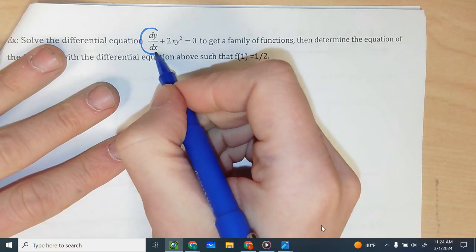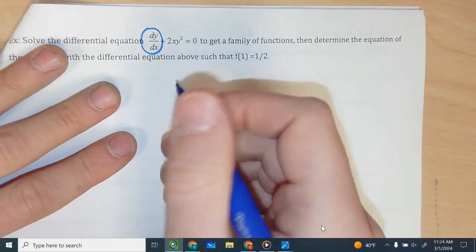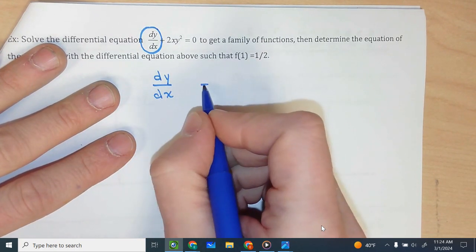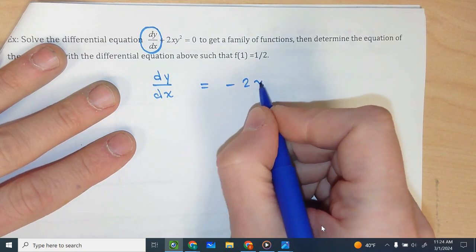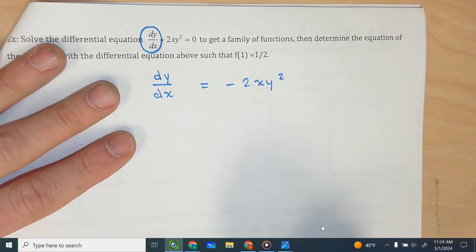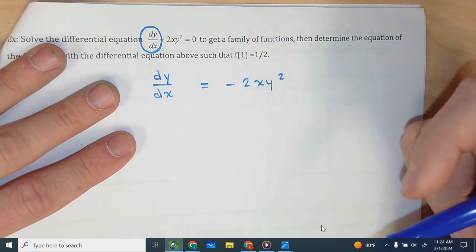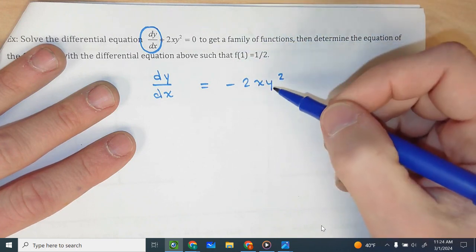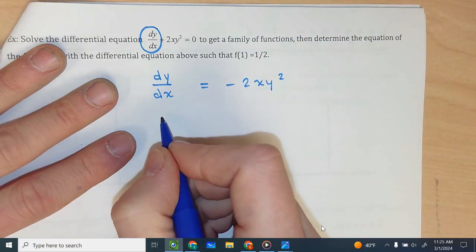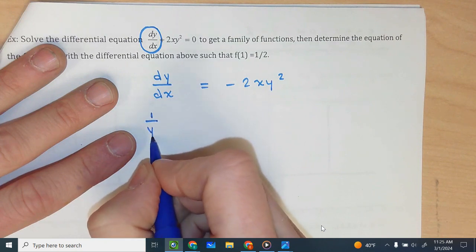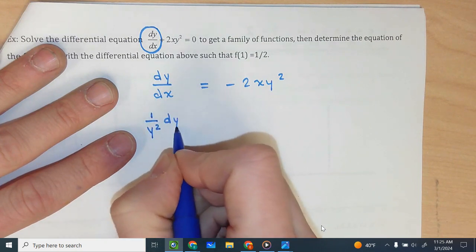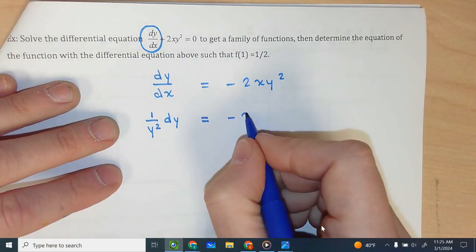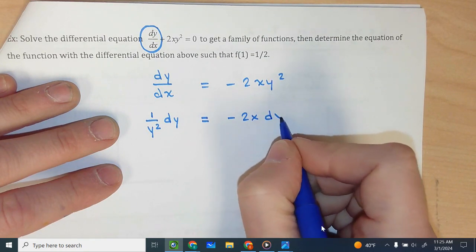Step number 1 is to get the rate by itself. So I'm going to subtract that expression and get that dy divided by dx is equal to negative 2xy squared. Step 2 is to isolate y and x. So divide both sides by y squared. Over here, you will get 1 over y squared dy, or just dy over y squared, doesn't matter, is equal to negative 2x gets multiplied by the dx.